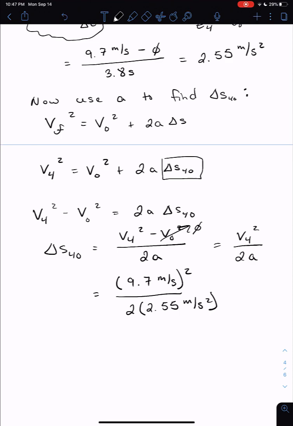We can see that all of my units are going to cancel except for an m on the top, which is good because this is a distance. And so if you plug that into your calculator, you'll find that the distance was almost 18.5 meters. So this was a very long ramp that this ball was rolling down.